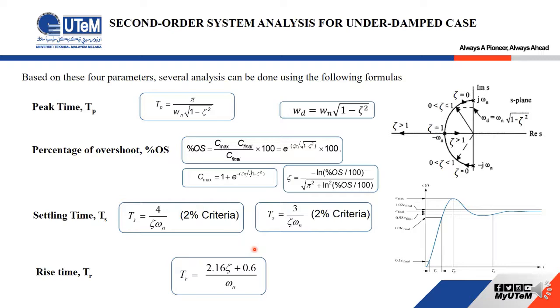If we choose the 5% criterion, sorry, this one is 5%, not 2%, we can use the formula with Ts equal to 3 divided by zeta omega n. So the difference is only this one. For the 2% criterion, we use 4. For the 5% criterion, we use 3 here. For the rise time, we just use this formula, where the rise time depends on zeta and omega n. So the formula is 2.16 zeta plus 0.6, divided by omega n.